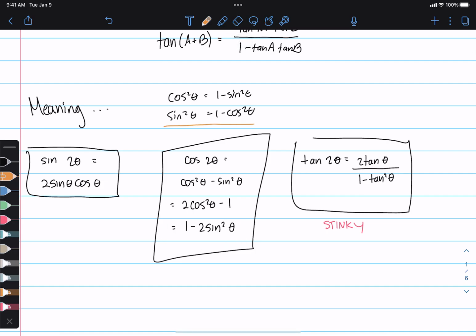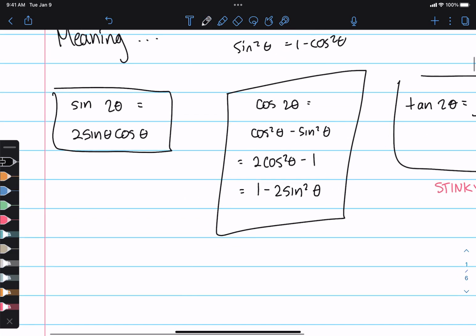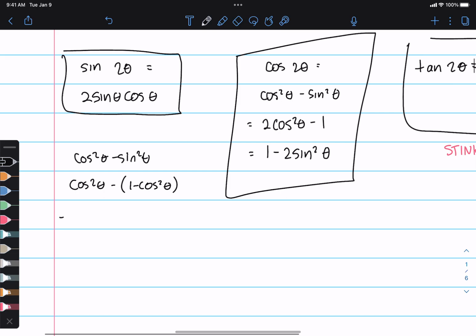And similarly, if we let sine squared theta be equal to 1 minus cosine squared theta, what's going to happen is we're going to get 2 cosine squared theta minus 1. Try it yourself. So we're going to have cosine squared theta minus sine squared theta. And we know that sine squared theta is 1 minus cosine squared theta. And so this becomes cosine squared theta minus 1 plus cosine squared theta, which is 2 cosine squared theta minus 1. And I'll leave it up to you to verify this second one here.